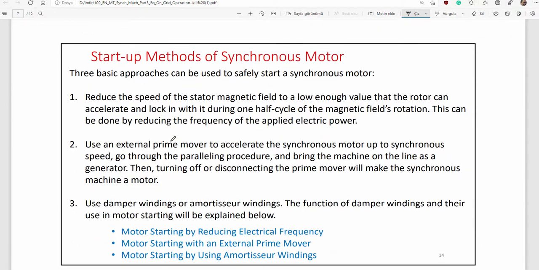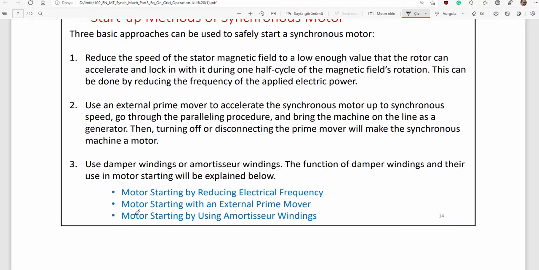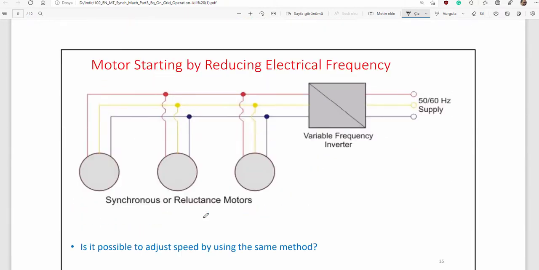Okay, there are some methods can be used for starting purposes. They are, for example, we can reduce external electrical frequency by using another device. For example, a power electronic inverter would be, and then we synchronize machine at a lower speed. Let's see. Assume that here's a variable frequency inverter. Here is today's AC grid, AC network. That is a power electronic device.